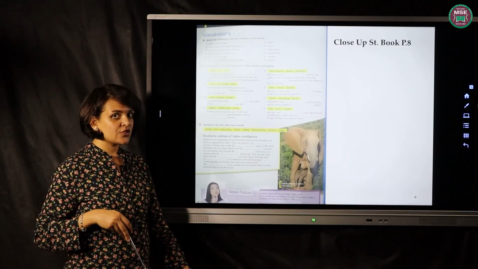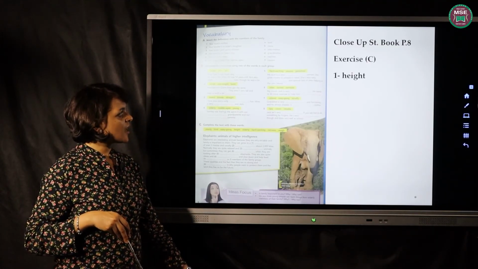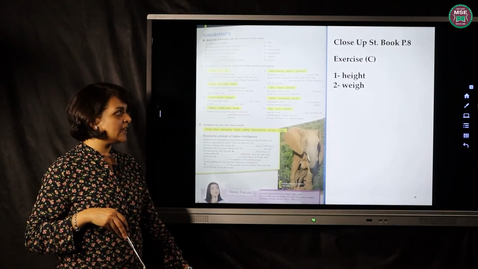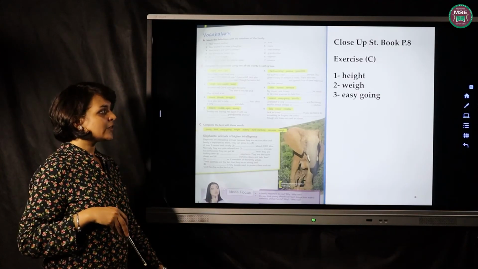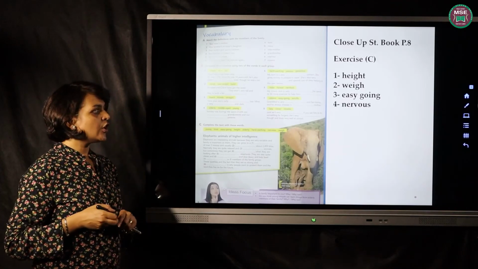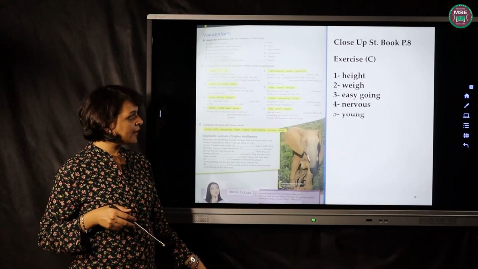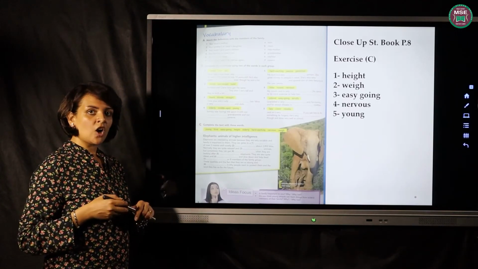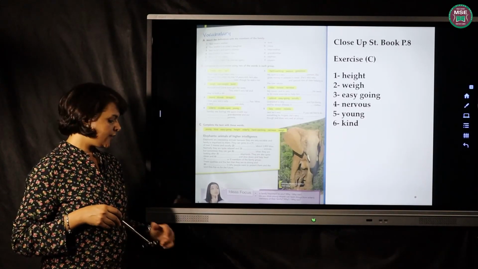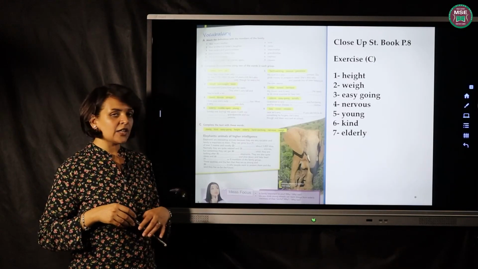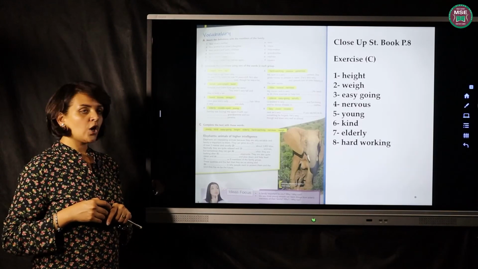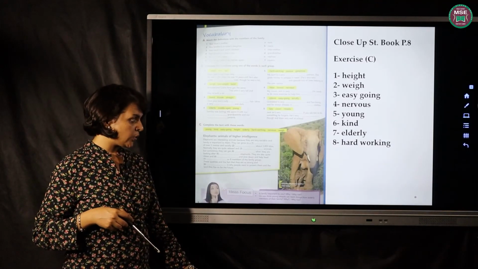Okay, let's see the answers together. For exercise C, the first answer is height. The second one, weigh, and weigh is a verb. Three, easygoing means a very funny character. Four, nervous means angry most of the time. Five, young means young in age, not old or middle-aged. Six, kind. Seven, elderly means very old in age. Eight, hardworking, very strong at work.